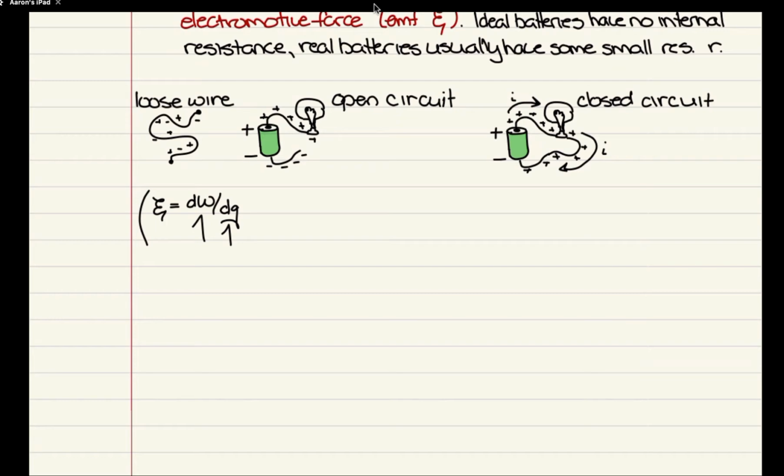And notice that this has indeed units of volts. So again, you can think of it as, for example, a 9-volt battery means that there's 9 volts of quote-unquote electromotive force being supplied to the circuit. Though it's a little bit misleading because it's not really a force.